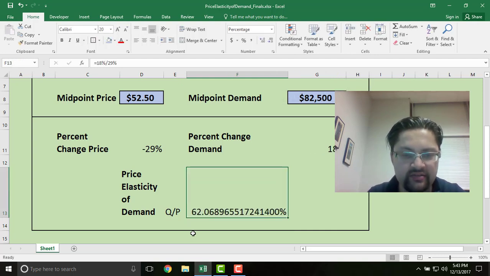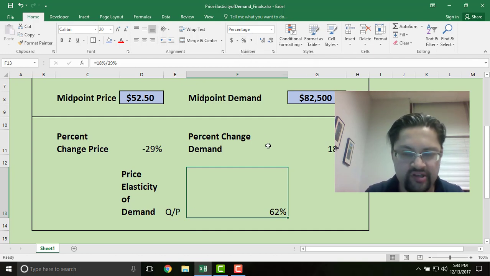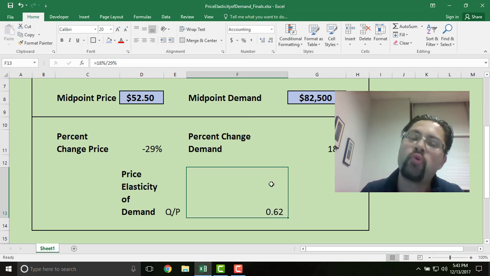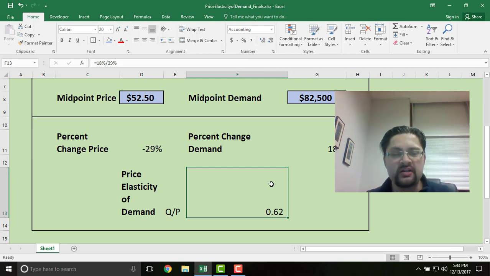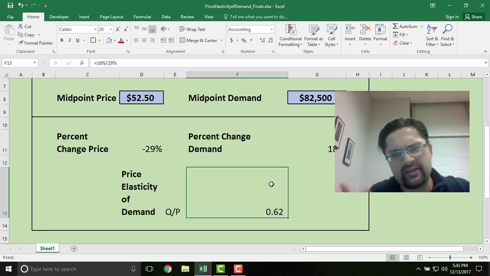And we get this crazy number here, which we're just going to abbreviate down to here. The nearest whole number is fine, okay? So we get 62%. The other way to look at it is 0.62. Economists often like to look at it as decimals. Some people like to look at it as percentage, but ultimately it's really just a figure, right?